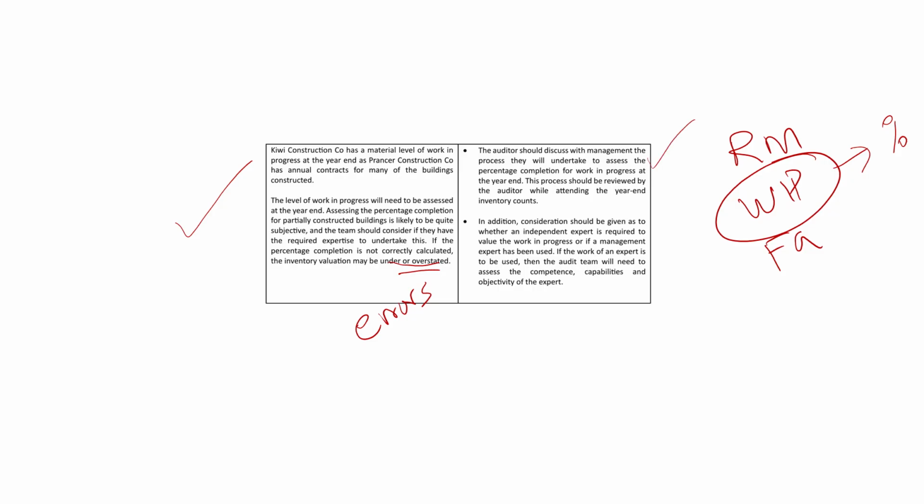Because it's an estimate, a good response or plan could be: I'm going to discuss with the management the process that they undertake to assess the percentage completion, and I am going to review this at the year end. I am evaluating whether that process seems reasonable. We could be considering an independent expert because we might not have the expertise for this. So that's my plan. I could either evaluate the appropriateness of the percentage completion process myself, or I could get the help of an expert.